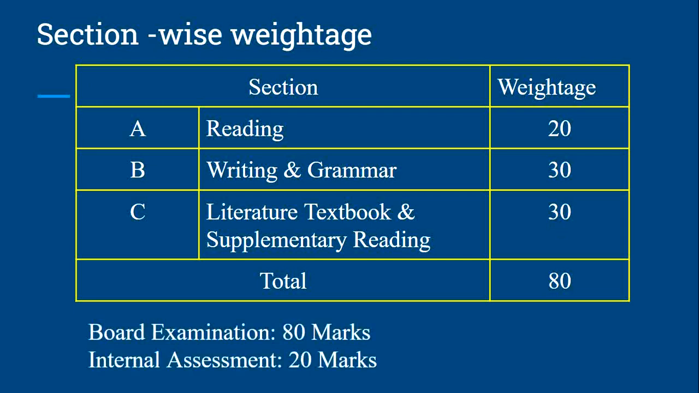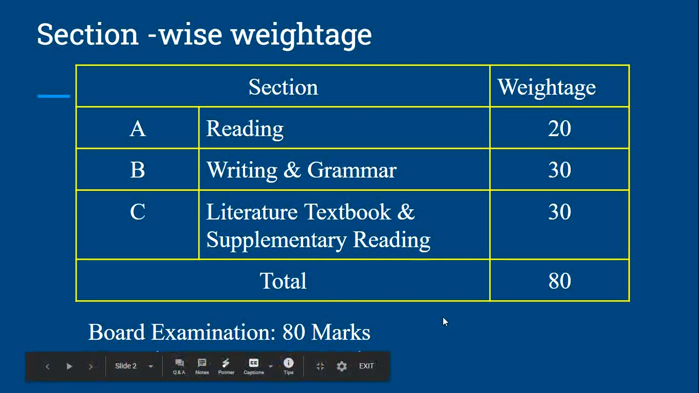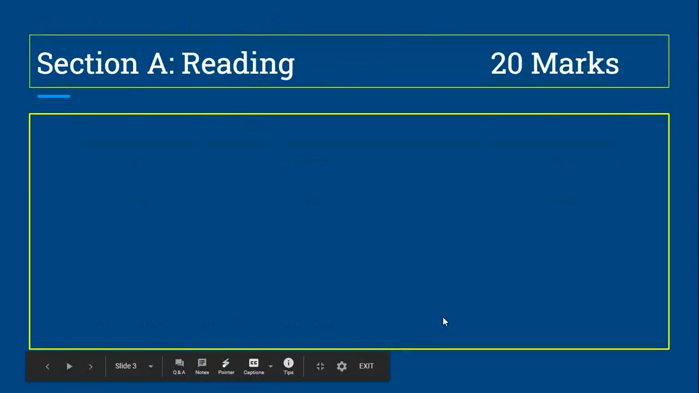Now if you want to see how actually 100 marks is distributed, your board examination shall have 80 marks and internal assessment, which will be done in your school, will be for 20 marks. So 80 plus 20, you have altogether 100 marks. Now let's have a look at the section-wise details of items and marks distribution.